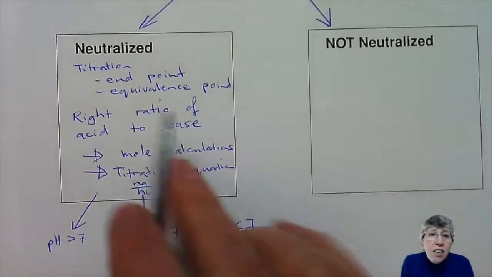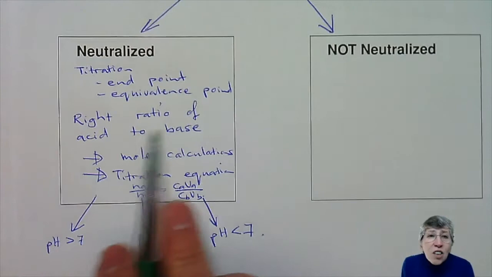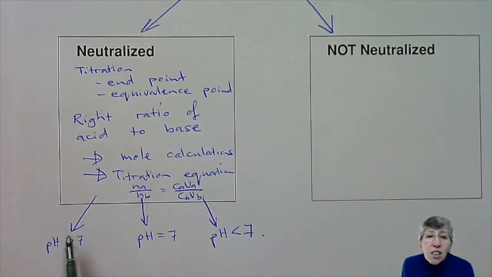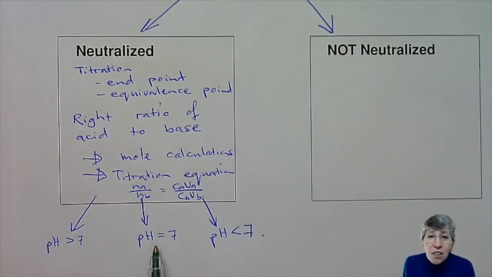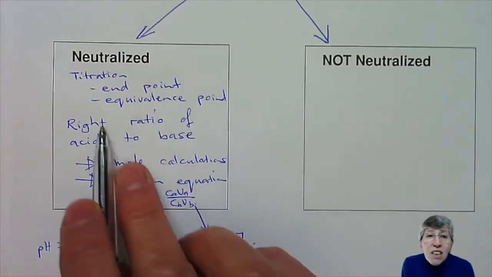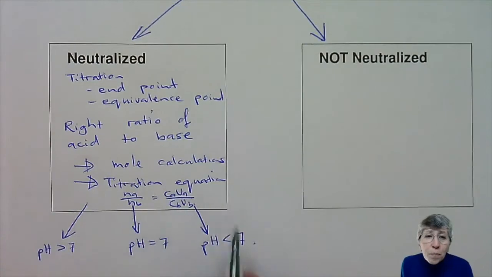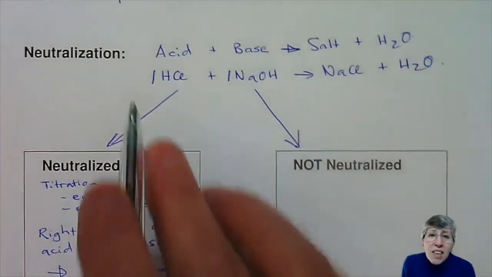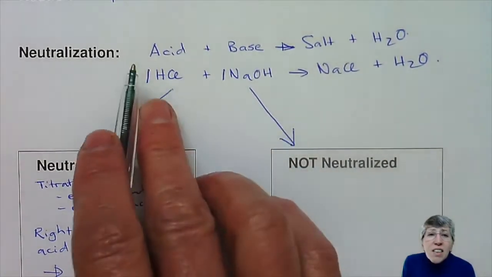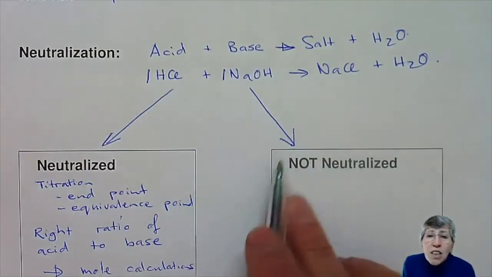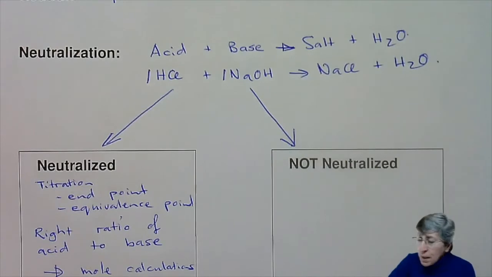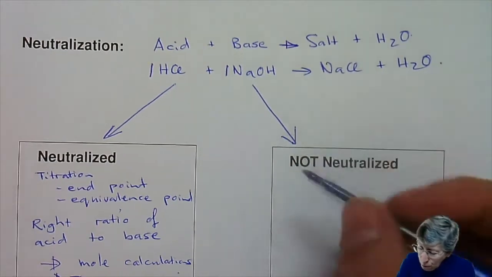Neutralized only tells you that they're in the right ratio. It does not tell you that the pH is 7, right? It tells you they're in the right ratio. You can use a mole equation or the titration equation. Right, then moving on. How about not neutralized? Now, if I add things and I don't put them in that ratio, then it will not be neutralized. And I can think of 3 examples.